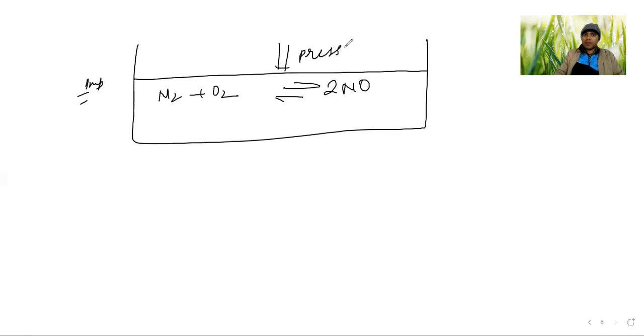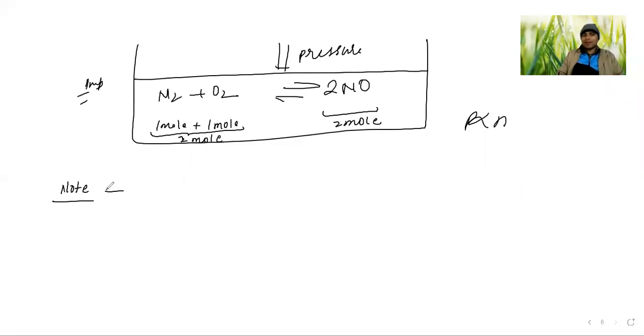So you see, how many moles? 1 mole plus 1 mole. Total moles, Janab, how many? 2 moles. And here how many moles? 2 moles. Got it, 2 moles, 2 moles. So, P is proportional to n; moles increase, so pressure increases. Which direction will pressure be more? Sir, wait. Here also 2 moles, here also 2 moles.